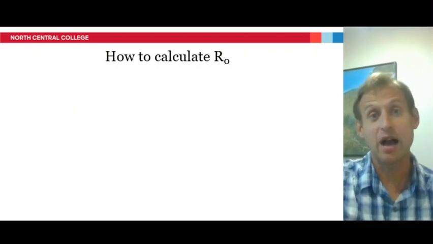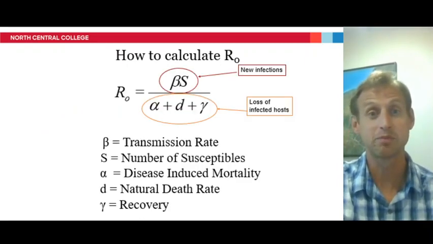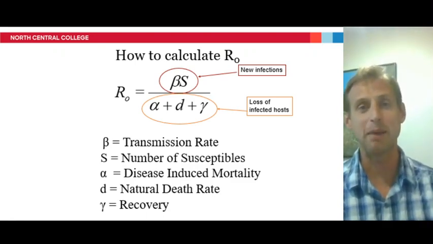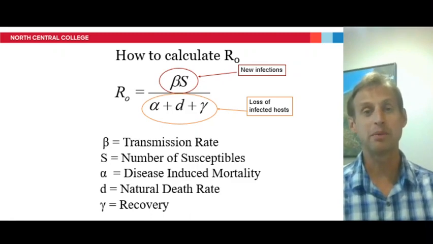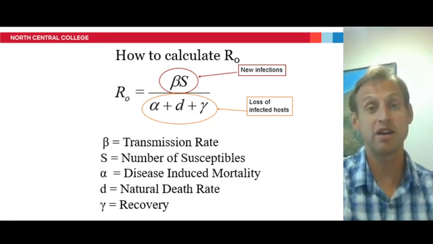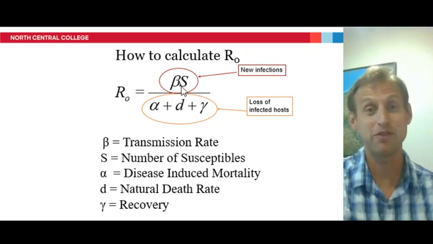There are many ways to calculate R naught. I'm going to show you how to do it in the models that I just presented to you. And here it is. As I go through this, I want you to think about how you might be able to change these parameters if you were a public health official. Here's R naught on the left, and you can see it's calculated by a fraction. Remember, as things get bigger at the top of the fraction, R naught will get bigger. As things get bigger in the bottom of the fraction, that will make R naught get smaller.